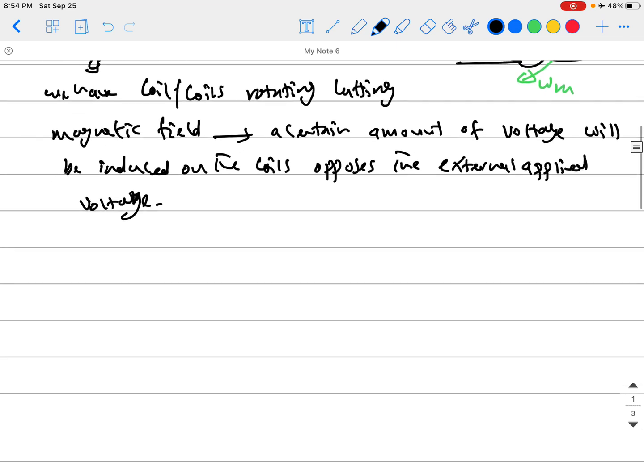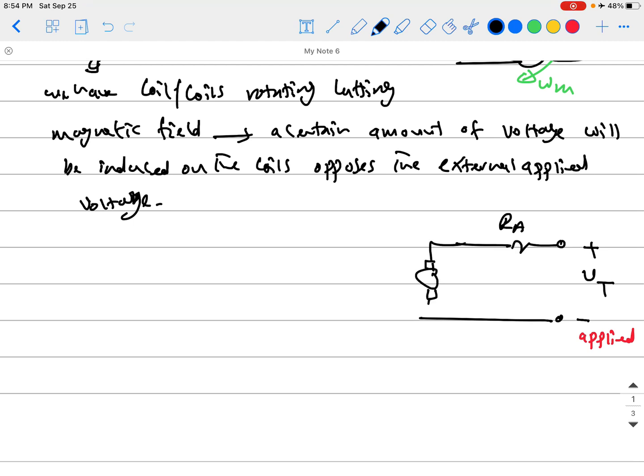Okay, guys? And that's why, if you remember, when we draw the equivalent circuit diagram of the DC machine, we have it like that. Right there, we have the applied voltage, V terminal. This is the applied voltage. And inside the machine, you have a certain amount of induced voltage, that is E armature. This is the voltage induced in the coils because the coils are rotating inside a magnetic field, and here is the polarity of it. It will be like that. Why?